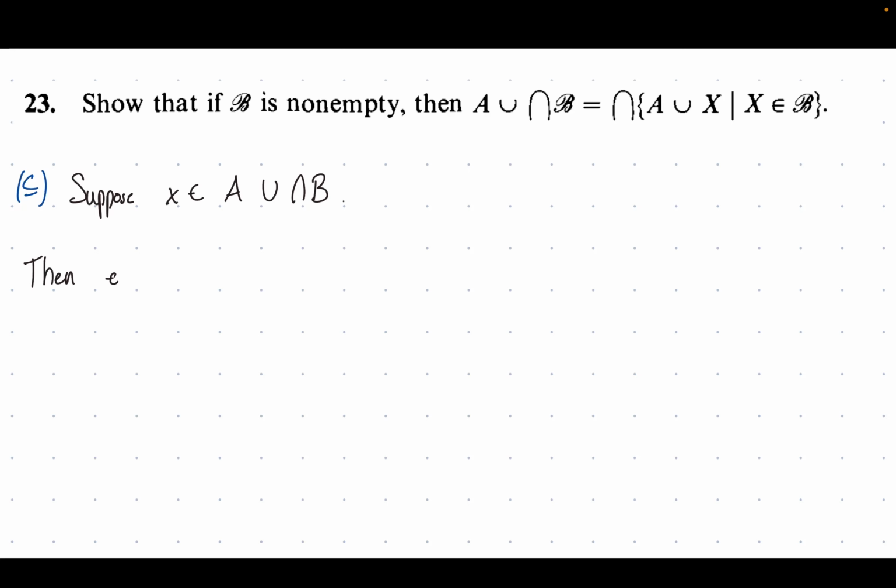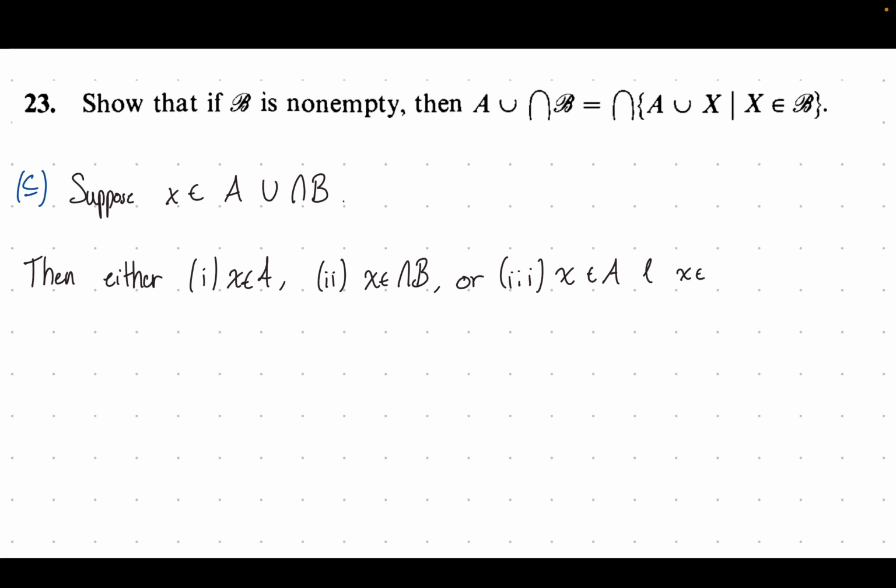Then we have three cases. I don't know if you can use either for three things, but I'm going to do it. Either one, x is in A, two, x is in the intersection of B, or three, x is an element of A and x is an element of the intersection of B. Let's do each one in turn.